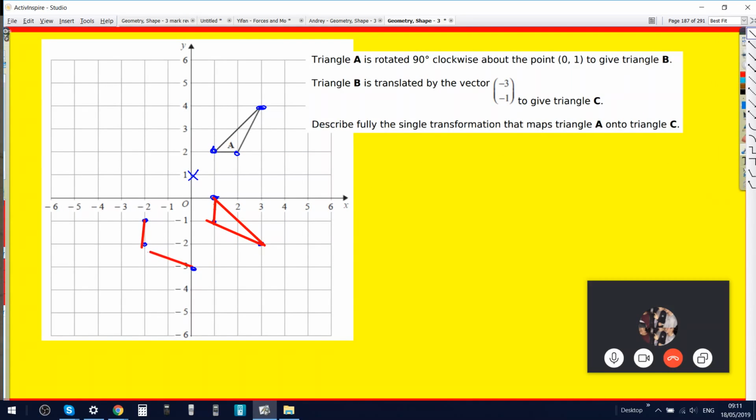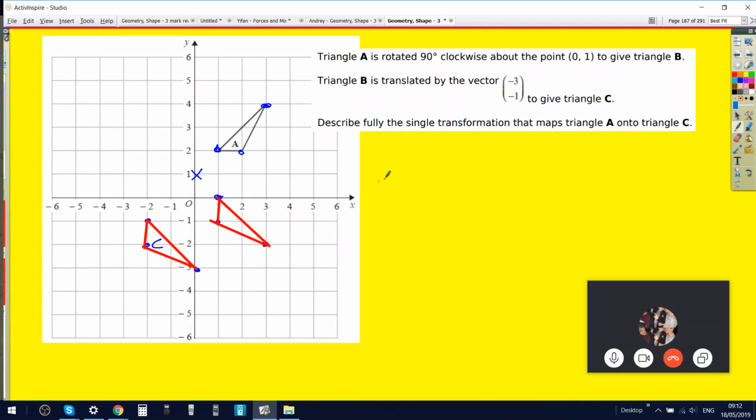So what single transformation maps A onto C? So A is rotated 90 degrees clockwise, and do I just do the centre of rotation thing again? Well, that would be a single transformation for this one. I don't think one rotation will do it.